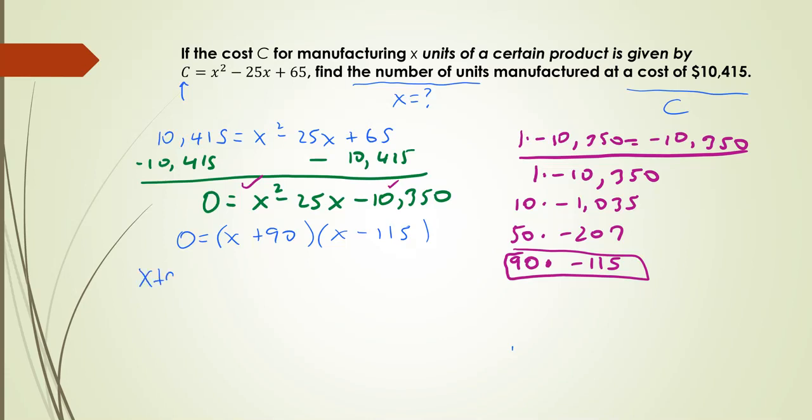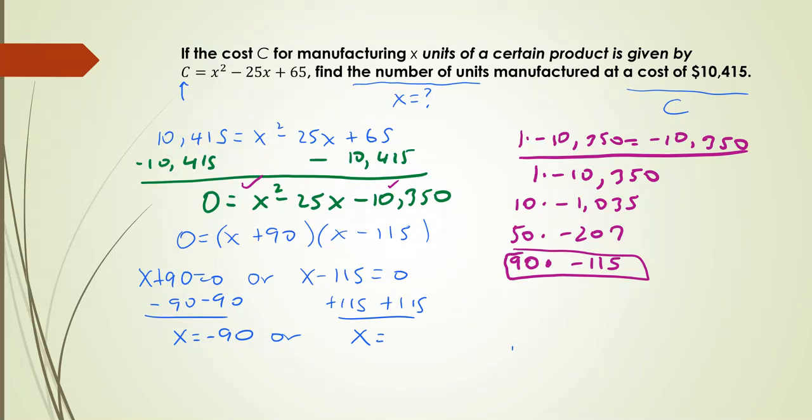Now I can make my equations. X plus 90 is 0, or x minus 115 is 0, and then I'll subtract 90 for the first. X equals negative 90, or add 115 for the second, and x equals 115. So, x is the number of units. It doesn't make sense to make negative 90 units. So that means that this part of the solution will answer the question in our problem. So the question here is, how many units? Find the number of units manufactured at this cost. And something like there were 115 units manufactured would be a good answer.